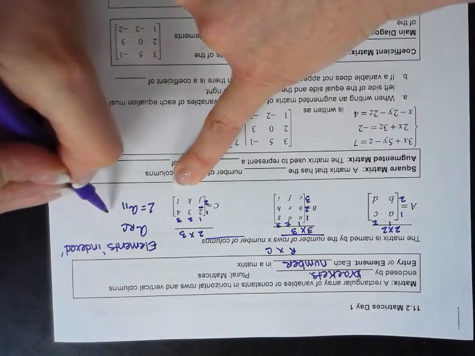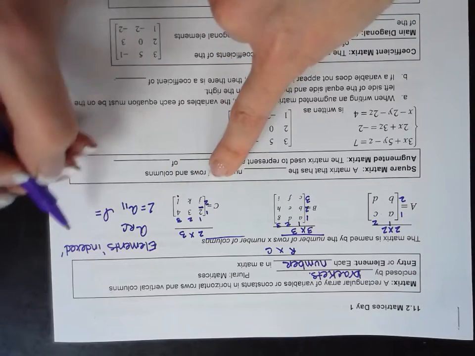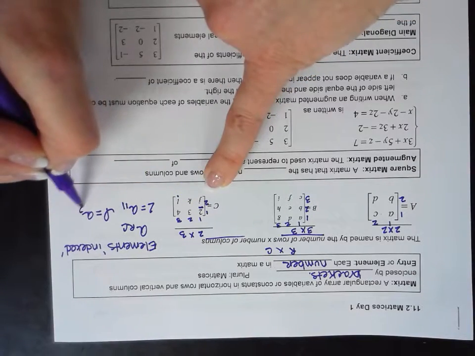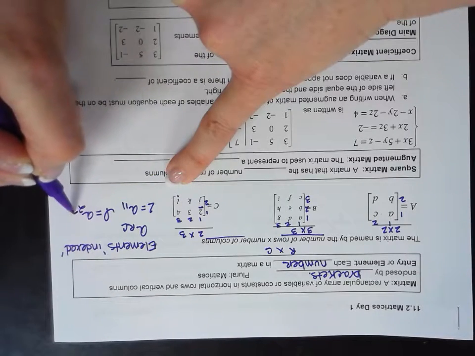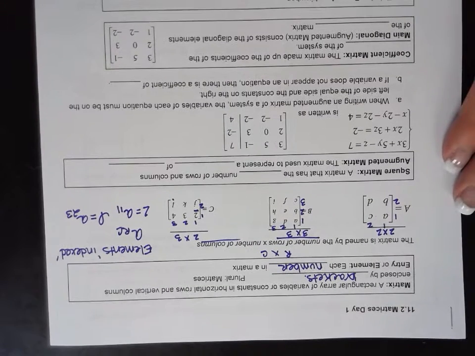So if I wanted to know what element number L is, it's in the second row and the third column. So L is element 23. Good with that?